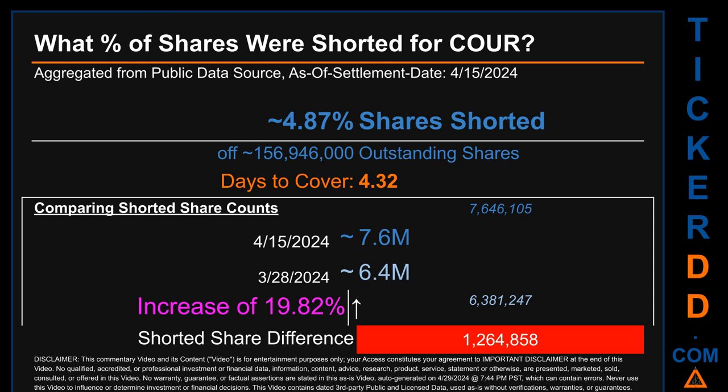Days to cover is 4.32. When I compare the current 2-week period data snapshot against the previous period, ending in settlement date March 28, 2024, I find that the current snapshot had roughly 1.3 million more shares shorted. This means that, compared to the previous snapshot, the current snapshot has an increase of 19.82% of shorted shares.